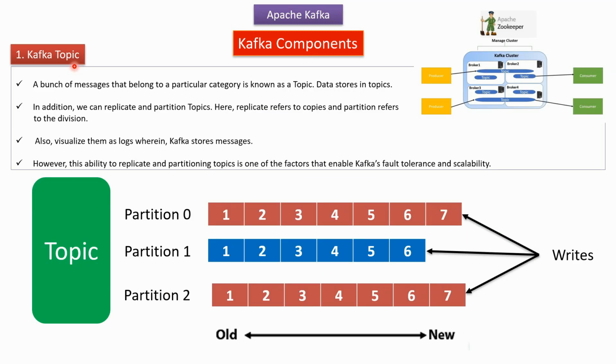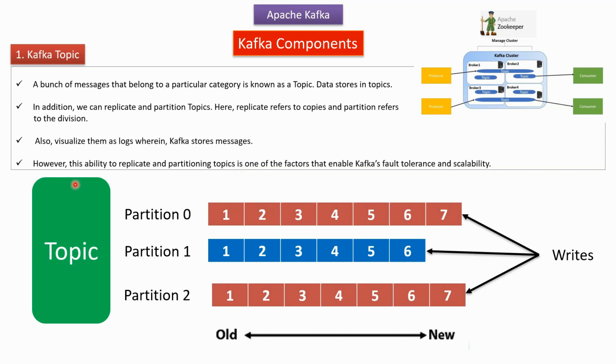Now we will see what a Kafka topic is. A bunch of messages that belong to a particular category is known as a topic, and data or messages are stored in topics. In addition, we can replicate the topics, and we can partition the topics. Replicate refers to copies, and partition refers to division. And we can visualize topics as logs where Kafka stores the messages.